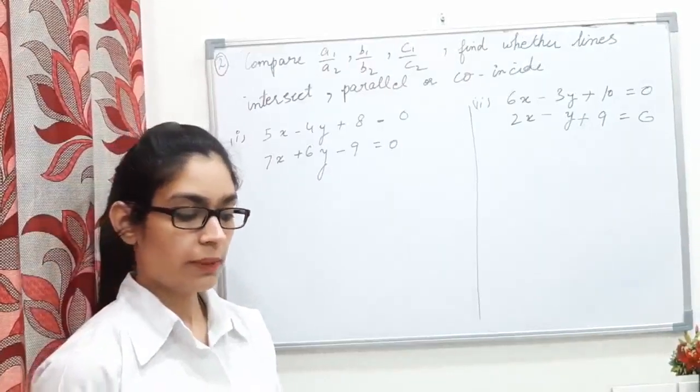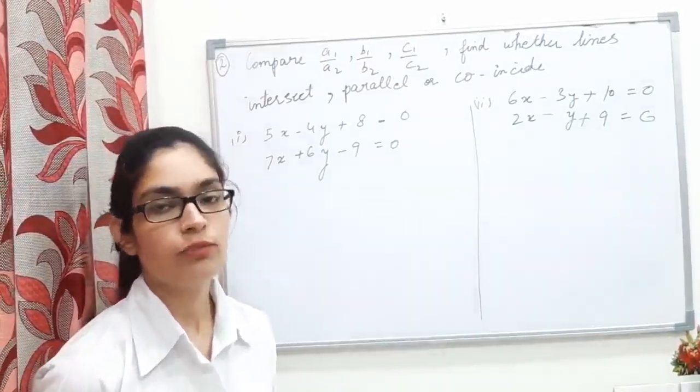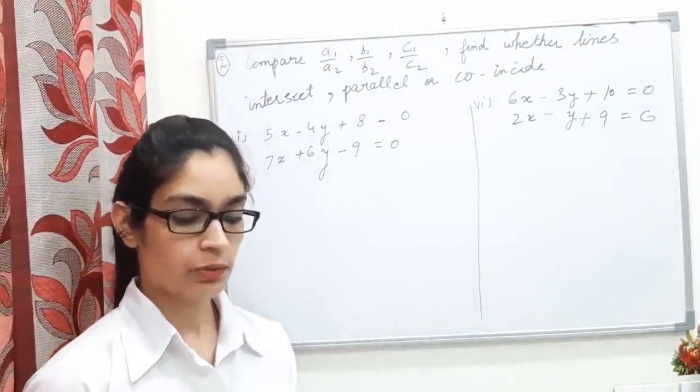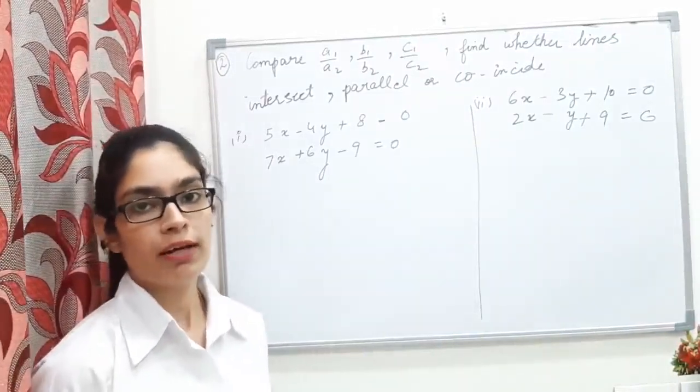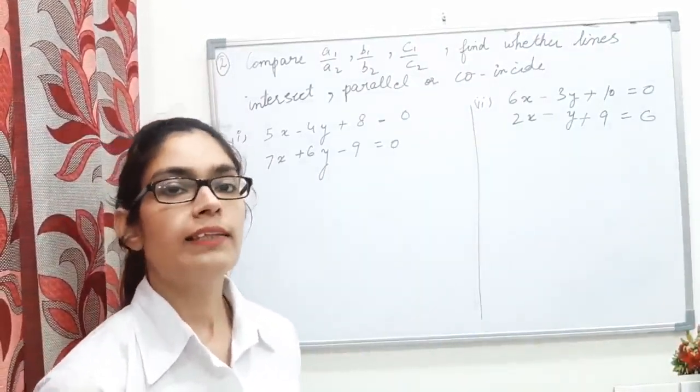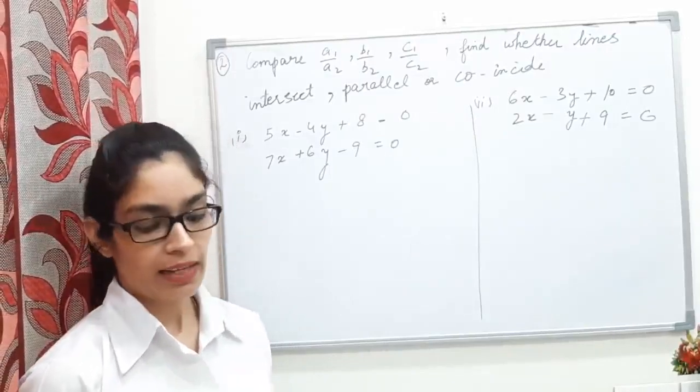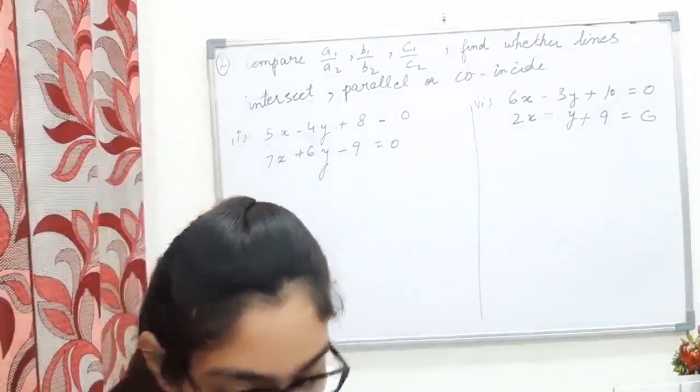For the first sum, it has two parts. One I have done for you and the second you can do yourself. It's very simple. You have to find the equations and then you have to find the values for x and y. Now we will do the second question.